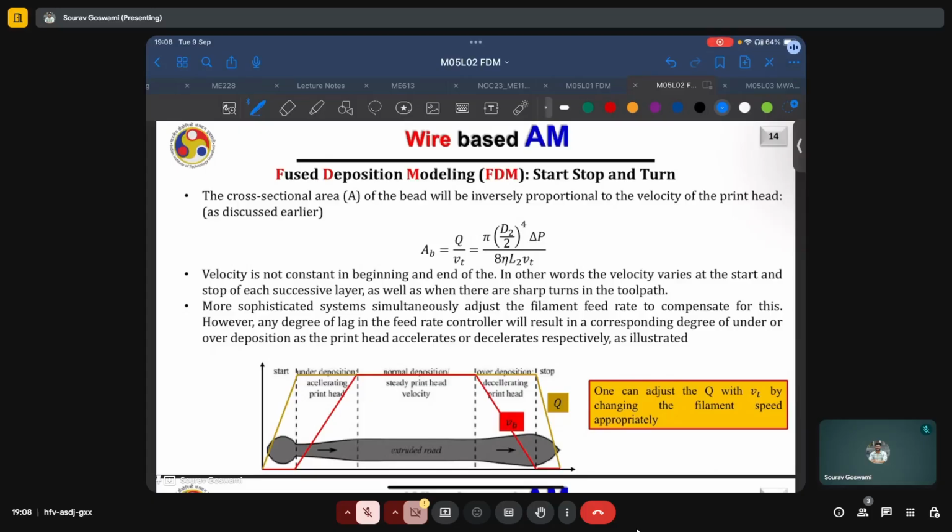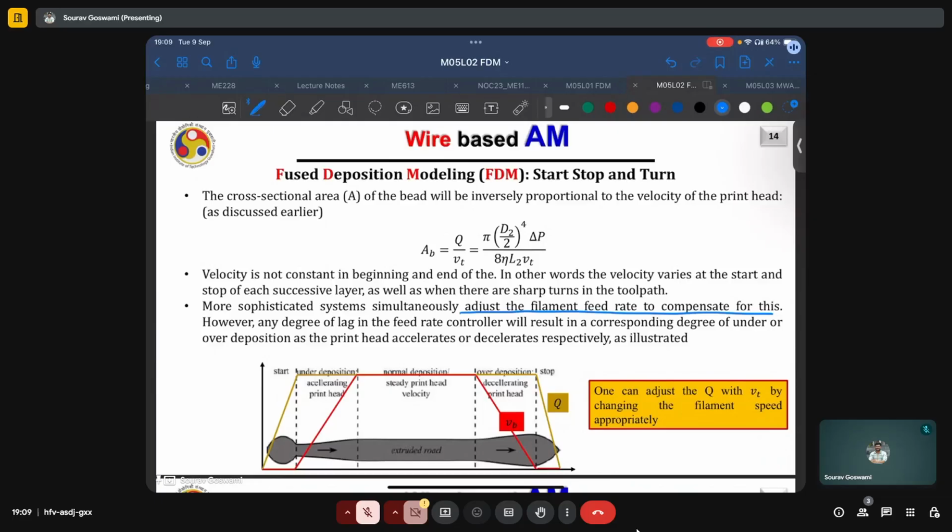Most sophisticated systems simultaneously adjust the filament feed rate to compensate for this. However, any degree of lag in the feed rate controller will result in a corresponding degree of under or over deposition as the printhead accelerates or decelerates respectively. And this is also illustrated here in the graph at the bottom, where we have the red curve showing the variation in the velocity and the yellow curve showing the variation in the material deposition rate or flow rate.